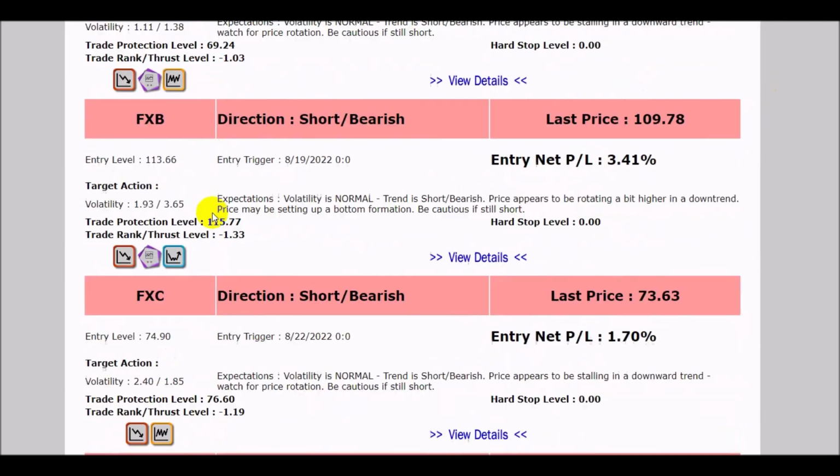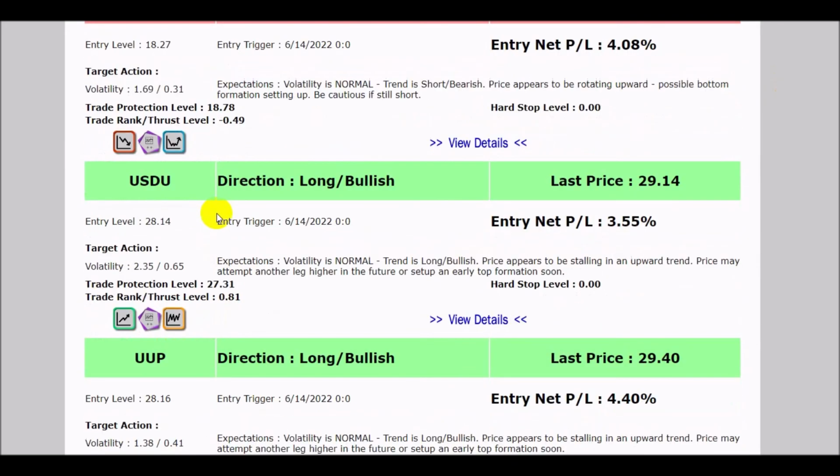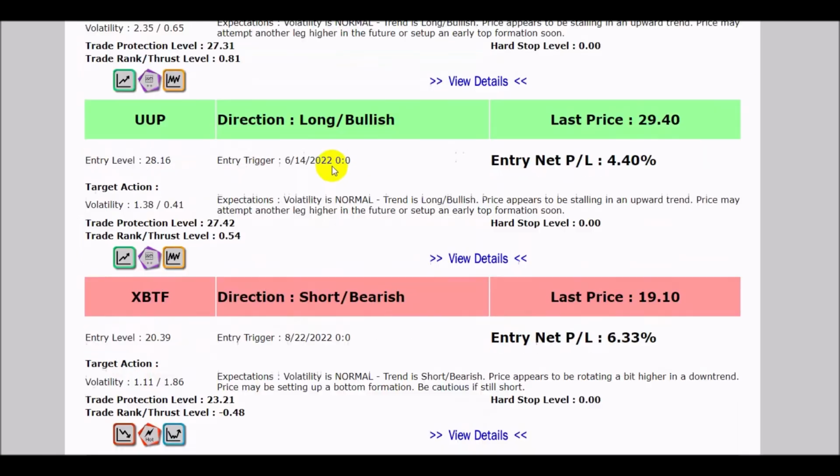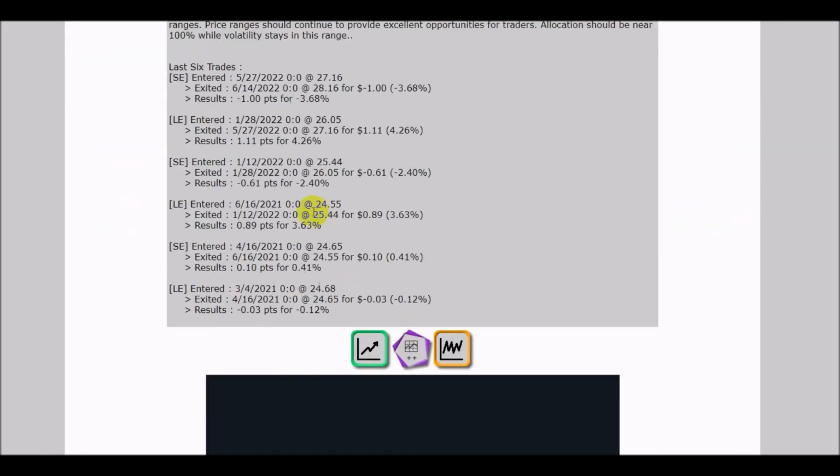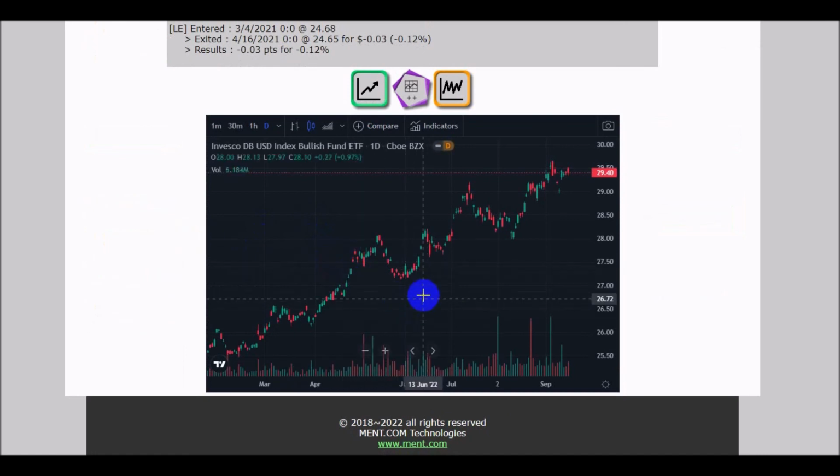Let's look for one of the oldest triggers, 666. Okay, so UUP got into a long trade on 614. So that's going to be a long trade right over here, 614 right there, and has been in a long trade all the way across. I'll try to spend some more time going through this with you guys, but it's a beautiful way to diversify your portfolio and find some great trades.